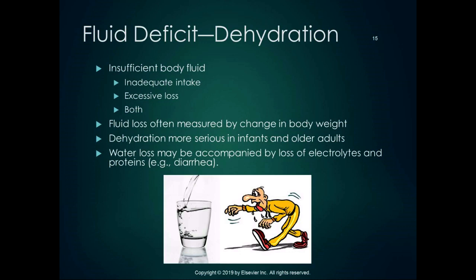Water loss, unfortunately, can also be accompanied by loss of electrolytes and proteins. For example, when somebody has diarrhea, they're losing a significant amount of water, electrolytes, and proteins in their feces. And so it can cause serious problems. It can actually kill you if it goes untreated. So you can end up with hypovolemia, which is the vascular compartment has less volume, less blood volume, and it can affect the heart, brain, and kidneys. So it's a huge, big deal, dehydration.